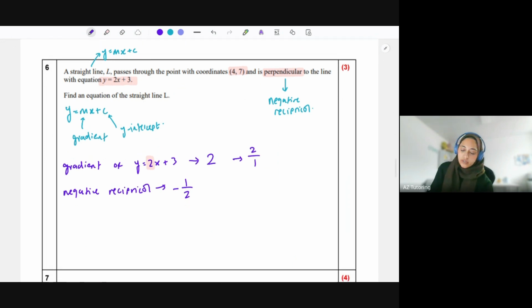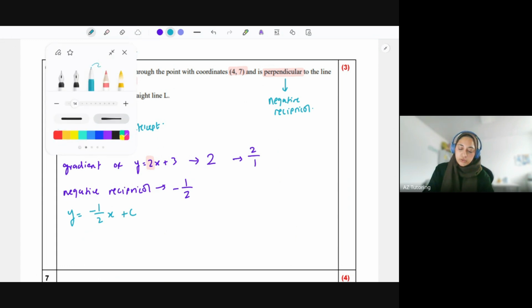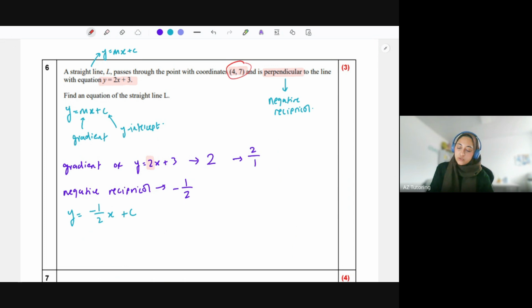So we've got our gradient. Our gradient is minus a half, so we can plug that in. We've got y equals minus a half x plus c. So we need to find c. The way we find c is we substitute an existing coordinate they've given us, and they've told us one coordinate: 4, 7 lies on the line L. So we can plug this into this equation here. So we get y, which is 7, equals minus a half times x, which is 4, plus c.